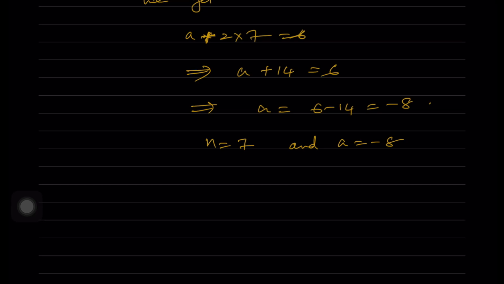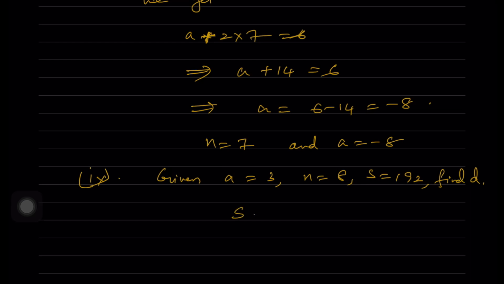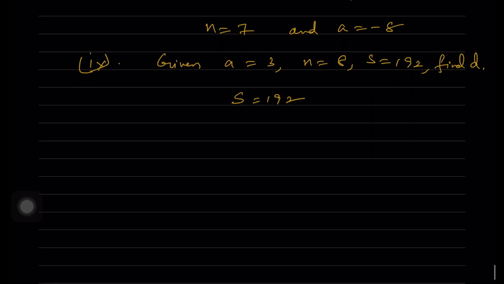Now the ninth one. In this you have a is equal to 3, n is equal to 8, and Sn is equal to 192. So we know that Sn is equal to n by 2 into 2a plus n minus 1 into d. We have to find d in this case.